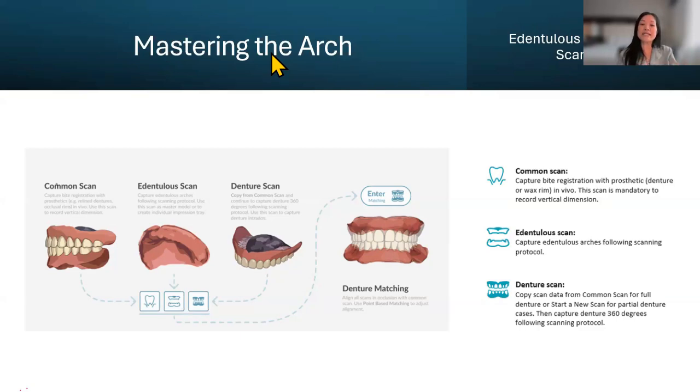There's the common scan, which is when the patient comes in the chair, and you're going to collect the data of what's in their mouth. It would be the existing denture. And then there's the edentulous scan page, where you would collect your soft tissue data. And then the denture scan page is a page where you can do the 360 and be able to take all 3 scans and match them and align them within the software.